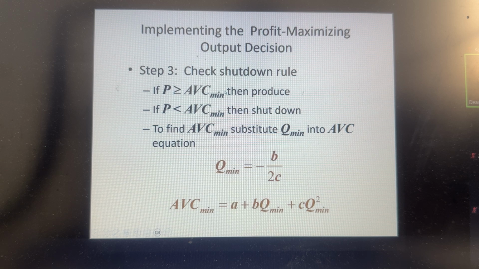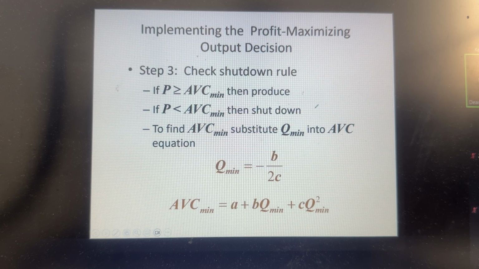And step 3, check the shutdown rule. What is the shutdown rule? If P is greater than minimum AVC, no need to shut down, you have to produce. If P is smaller than minimum AVC, shut down. Then to find the minimum point of AVC, you have to take the first derivative of the AVC equation and equate it to 0.